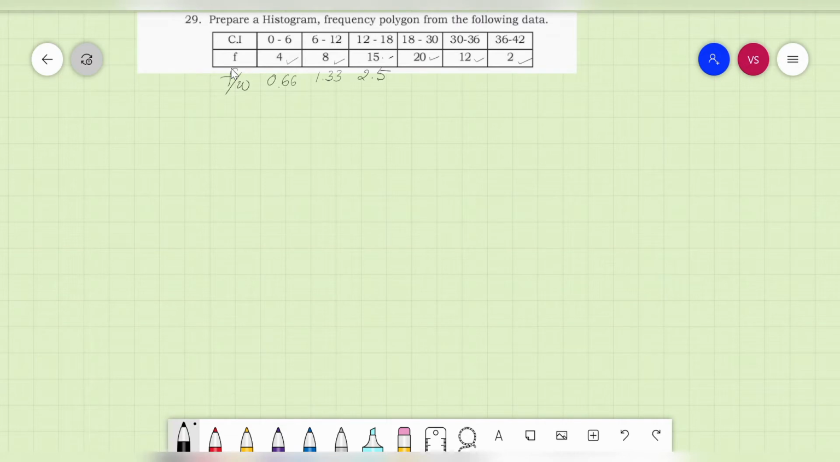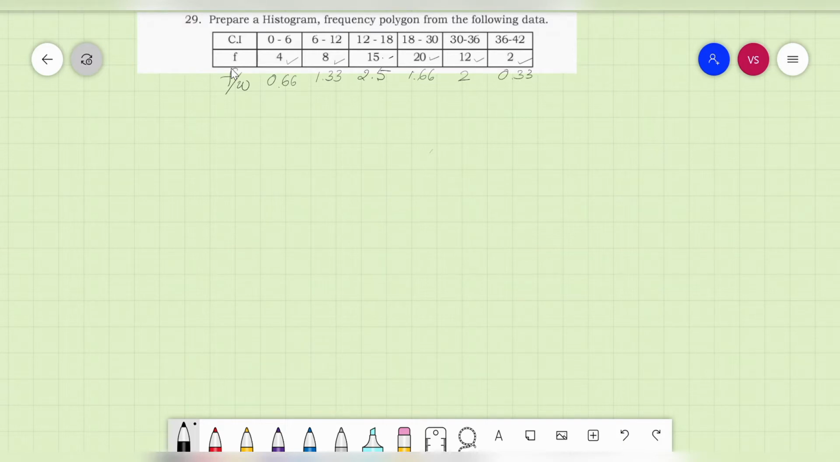Then 20 divided by 12, students. 20 divided by 12 is 1.66. Then we have 12 divided by 6, which is 2. And then 36 to 42, it's again 6. In other words, 2 divided by 6 is 0.33.